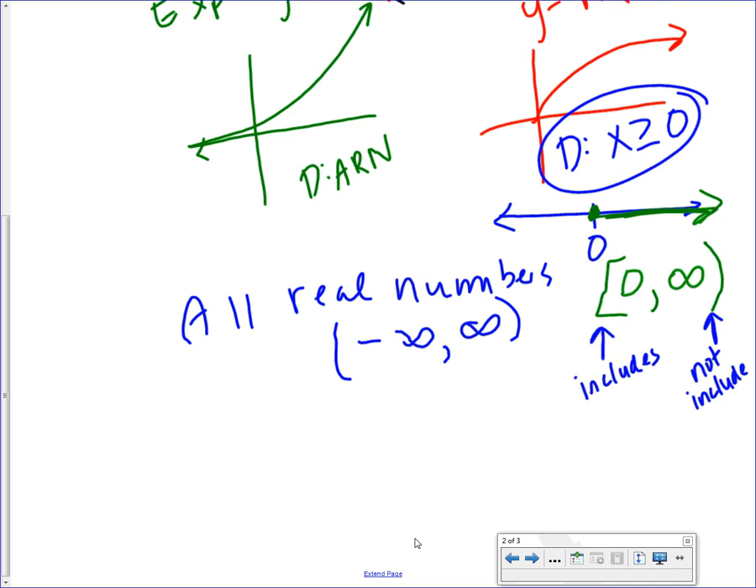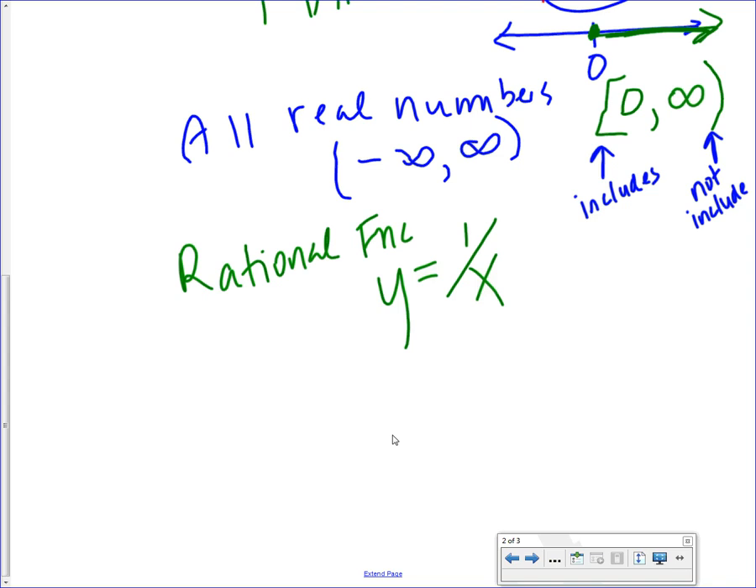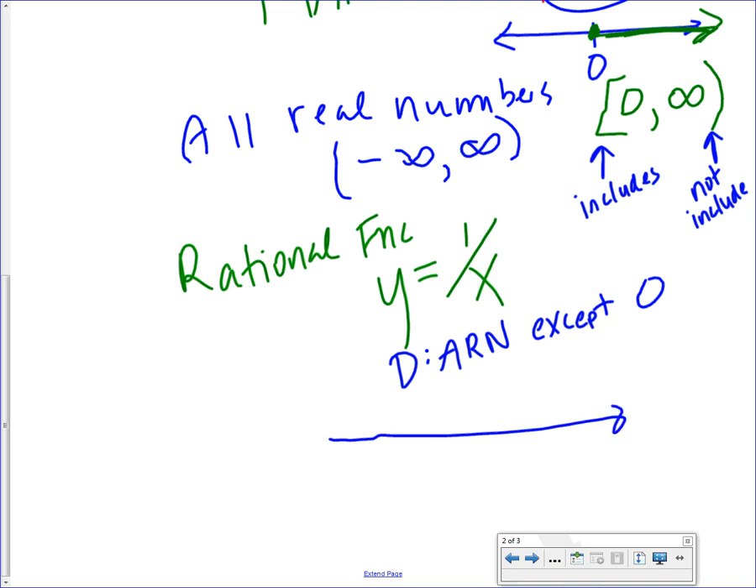Another type of function that we're going to be looking at in this unit is what's called the rational function. And we'll spend a lot more time on this. But the basic idea of the rational function is that y equals 1 divided by x. We're not going to worry so much about what that looks like, but let's think about its domain. What can you divide by, or what can you not divide by? There's only one number that we can't divide by, and that's 0. So our domain is all real numbers except 0. If we think about what that looks like on the number line, here's 0, and I'm not going to include 0, so I'm going to have an open hole there.